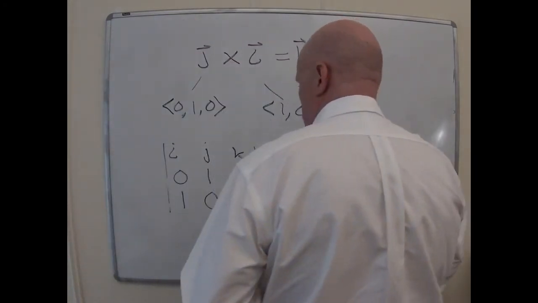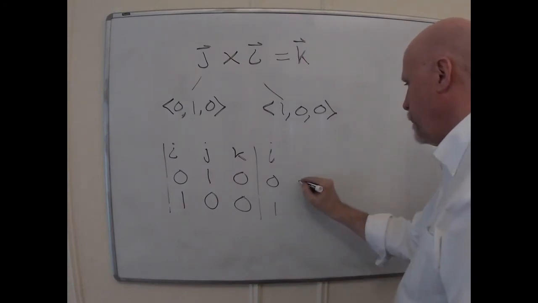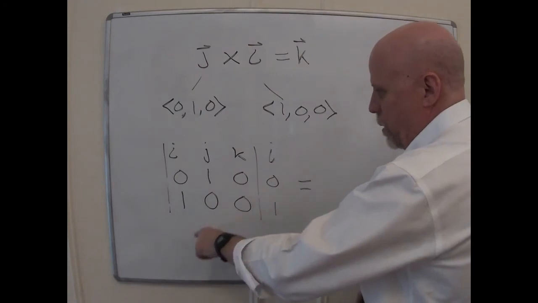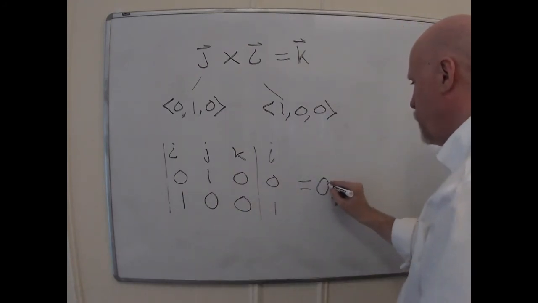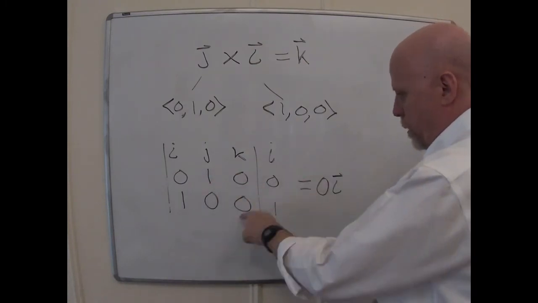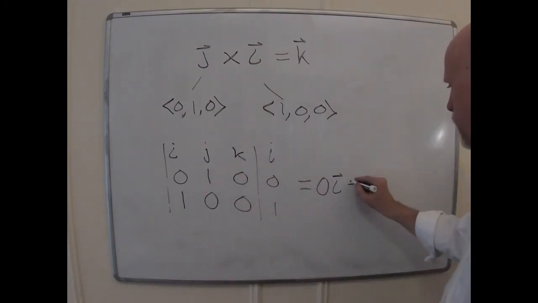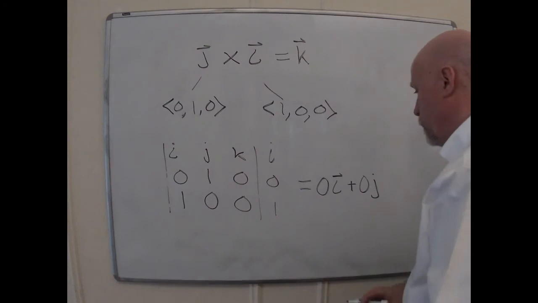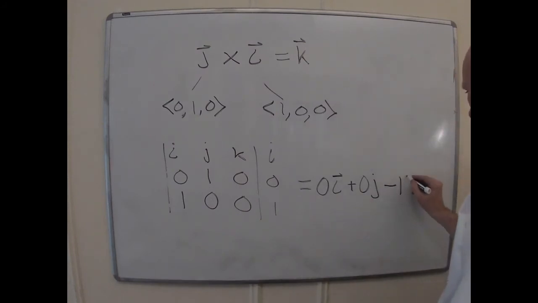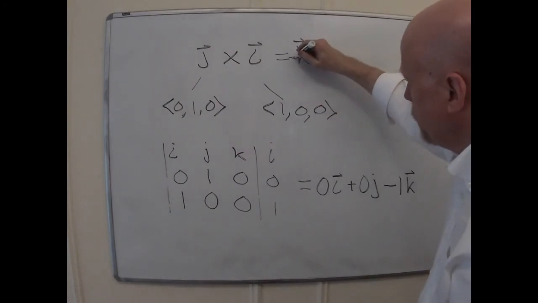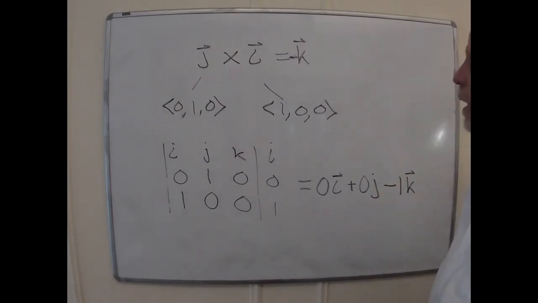What do we get out of that computation? It's 1 times 0 minus 0 times 0, so a total of 0 times i. For j, it's 0 times 1 minus 0 times 0, still 0. And for k, it's 0 times 0 minus 1 times 1. Oh, we get minus 1 k. j cross i is minus k.